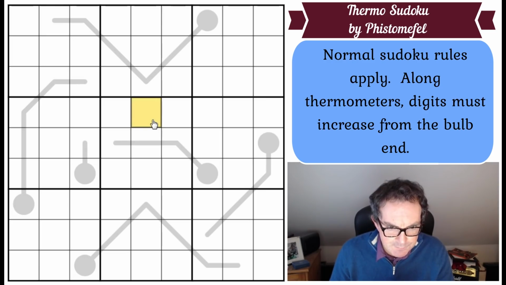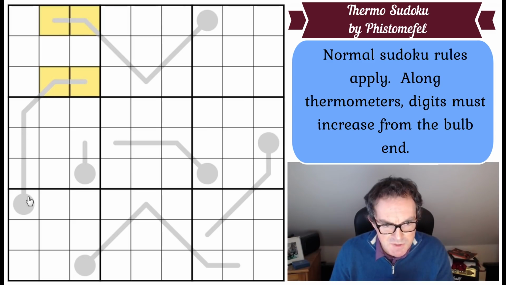Now, one of the things I can see here is that these squares have to be relatively high digits. They're right at the end of their thermometers, and each of these thermometers is 6 long. So, in fact, we can immediately say that those squares have to be at least equal to 5, because if that's a 1, 2, 3, 4, 5, the same will be true of this one. It's the same length of thermometer.